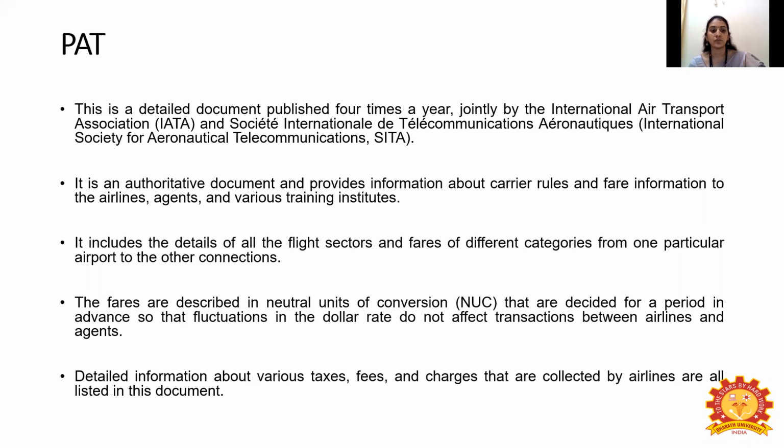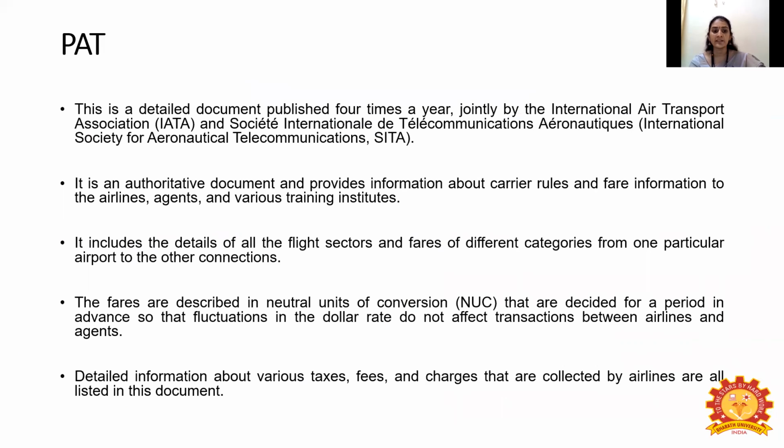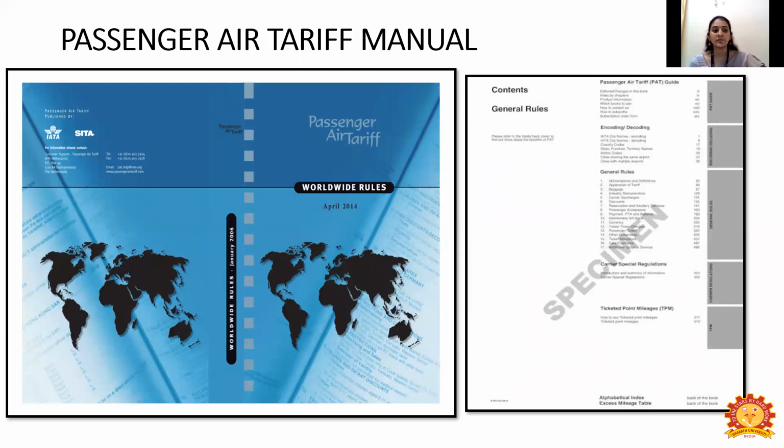And what does this do? Similar to the Official Airline Guide, this also gives the flight sectors and the category of fares. What are the different classifications? Special fare, normal fare. We'll be discussing it later. All this information is used in the Passenger Air Tariff Manual. These are the two basic ones. And this is a picture of the air tariff manual. It is not the same manual always; it keeps being revised yearly.